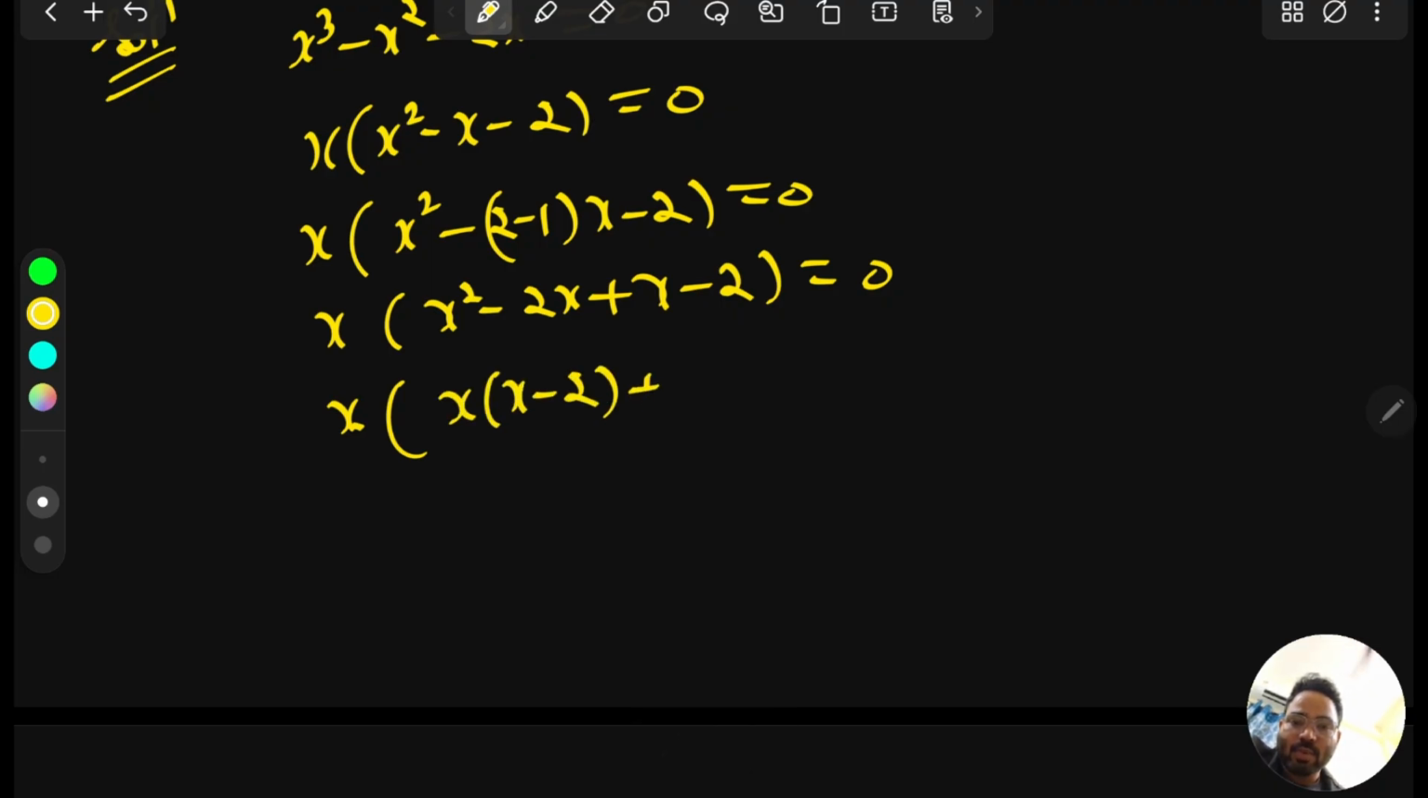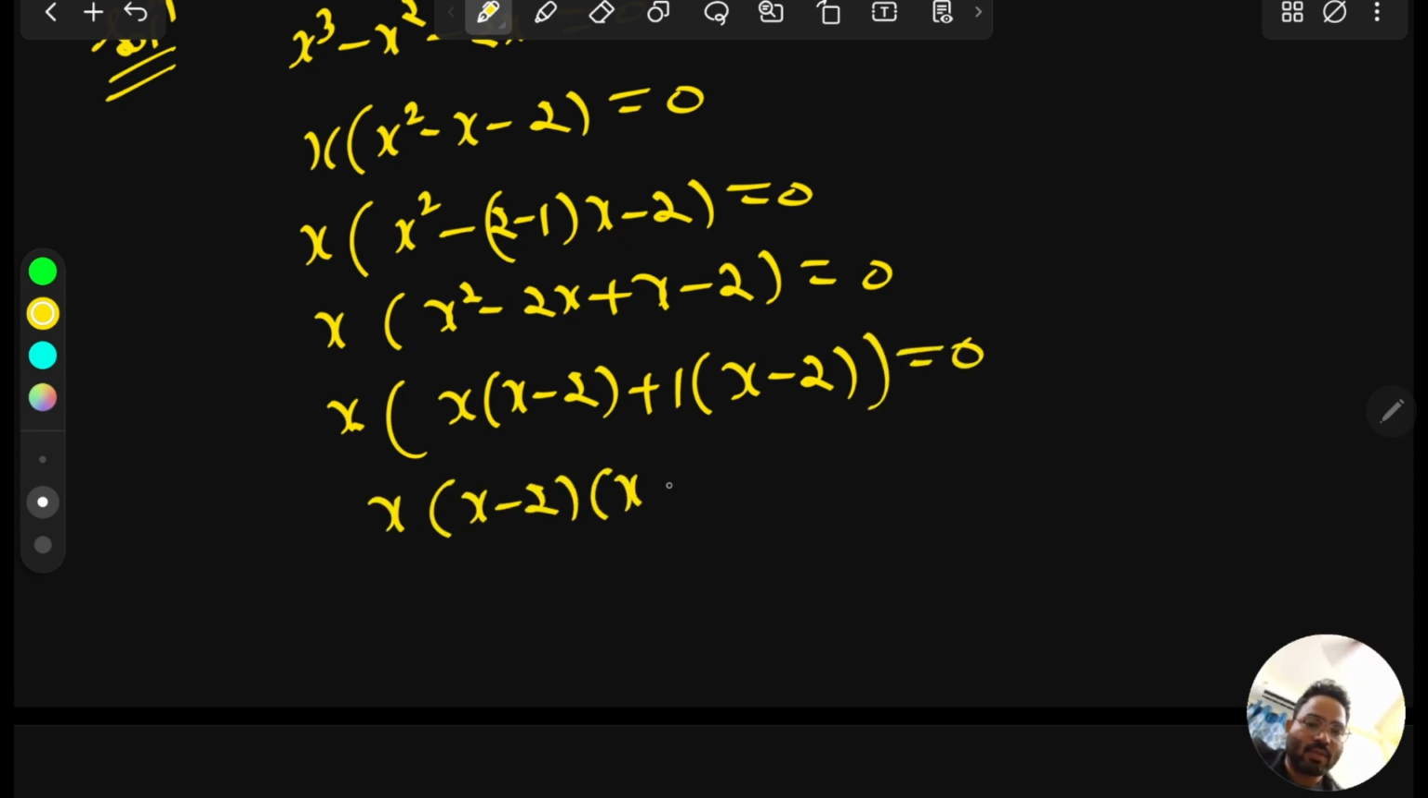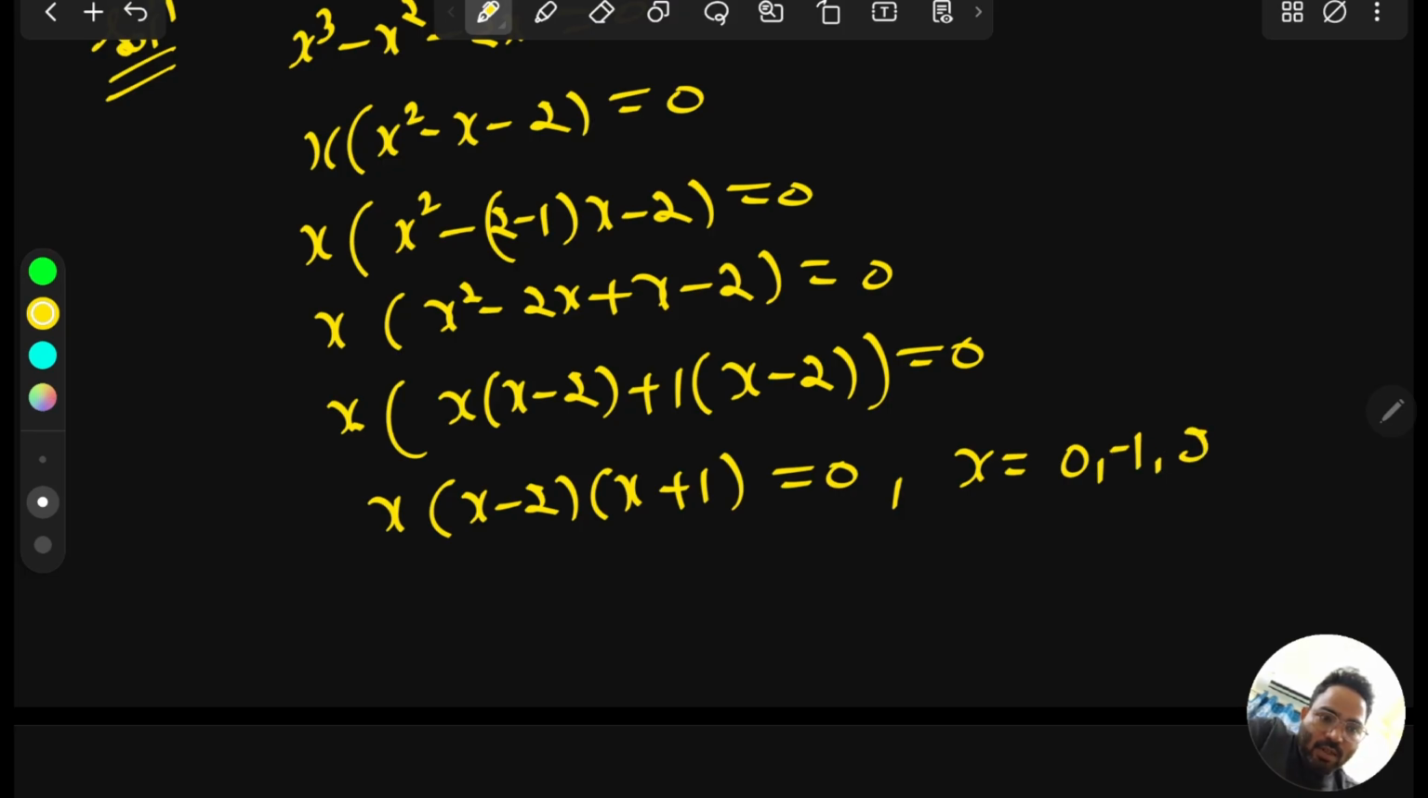This will give you x minus 2, plus 1 take common from here, this will again give you x minus 2 equal to 0. Now take x minus 2 common. So this will give you x plus 1 equal to 0. Now the points are x equal to 0, 2, and -1.